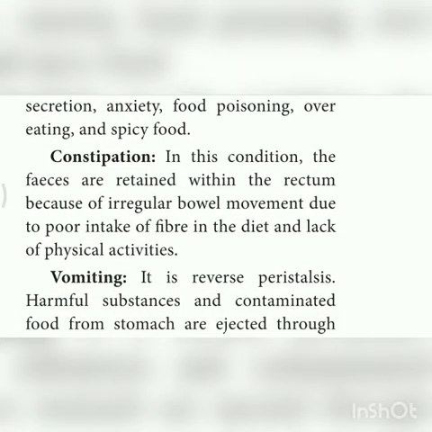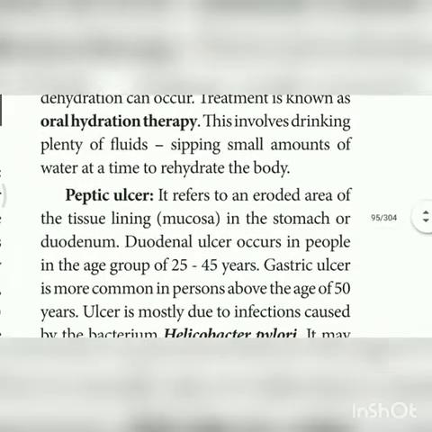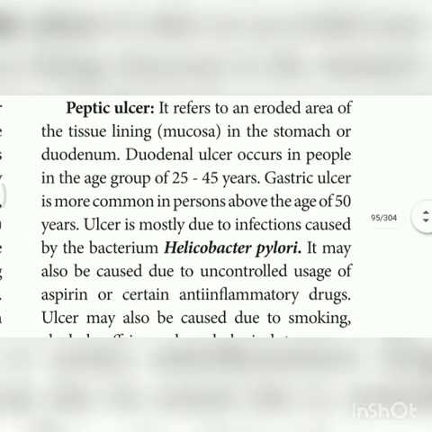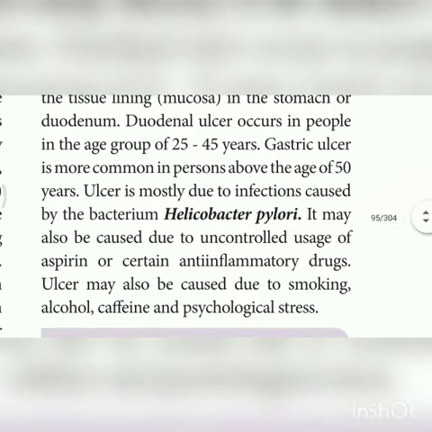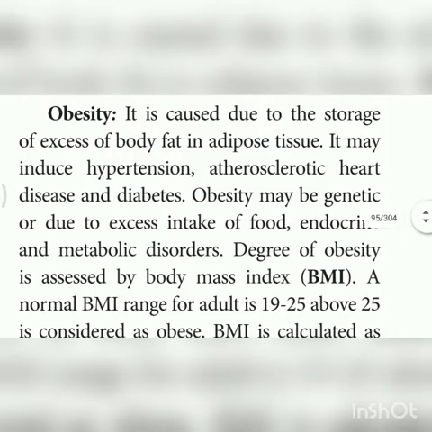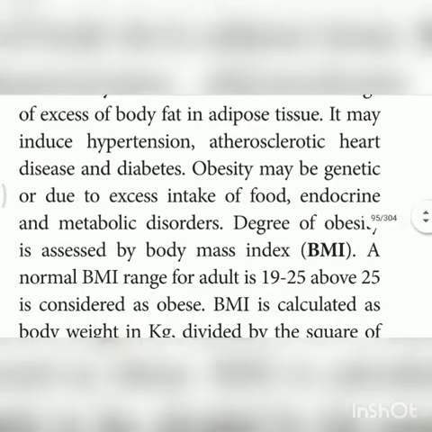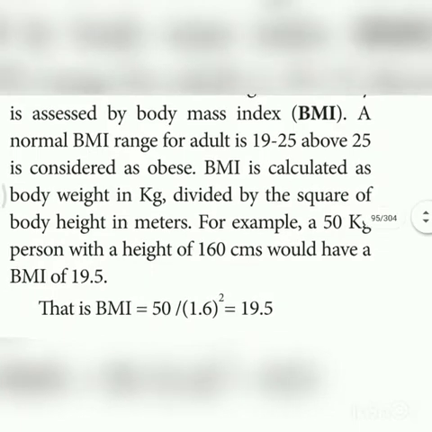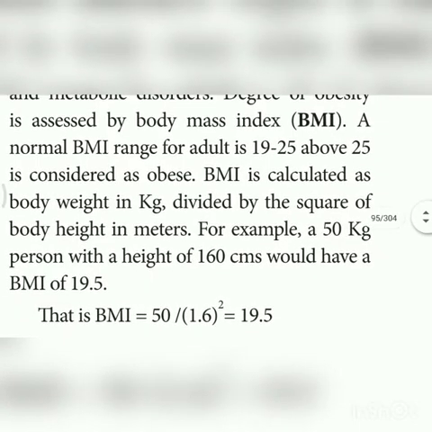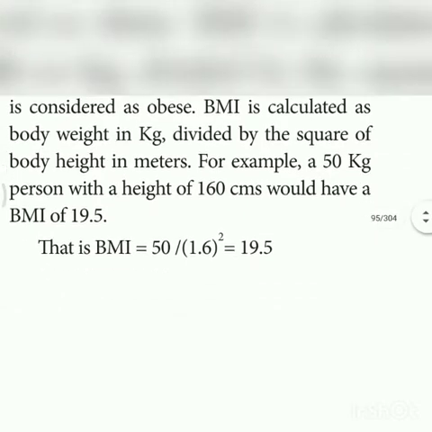Go through everything. And then finally, peptic ulcer. Peptic ulcer is caused by the bacterium called dash. 1 mark it will be asked. Peptic ulcer is caused by Helicobacter pylori. Right? And then how will you assess the obesity of our body? How to assess obesity with the help of BMI. What is BMI? Body mass index. How will you calculate this BMI? BMI can be calculated as weight of a person divided by height in meters square.